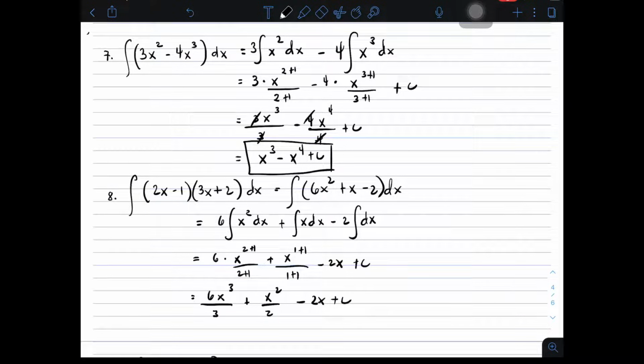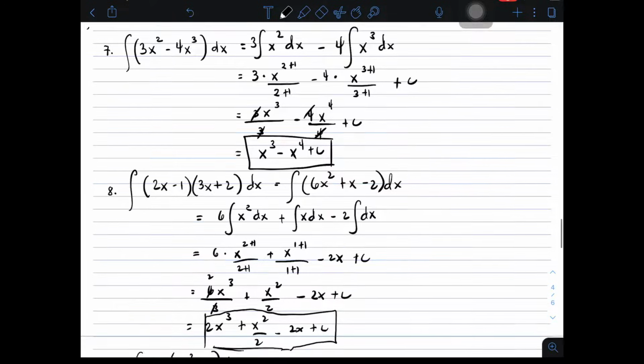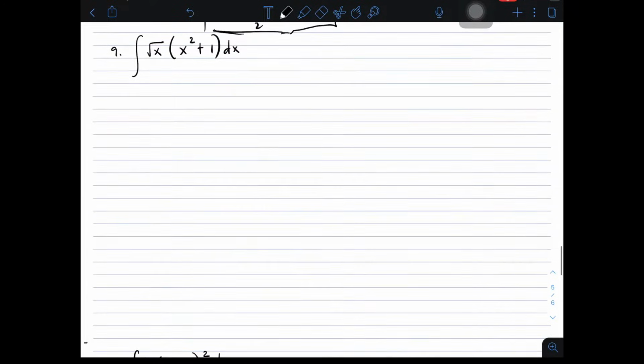And then, yung first term natin can be simplified as 2x cubed. Kasi, ito ay magiging 2. Plus x squared over 2 minus 2x plus c. This is the answer for item number 8. The integral is 2x cubed plus x squared over 2 minus 2x plus c. Okay? So, kung meron kayong question, pwede naman kayong mag-pause muna, or kung medyo nabibilisan kayo, pwede nyo naman i-pause yung ating video at tingnan ulit solution natin. So, let's move on to item number 9.